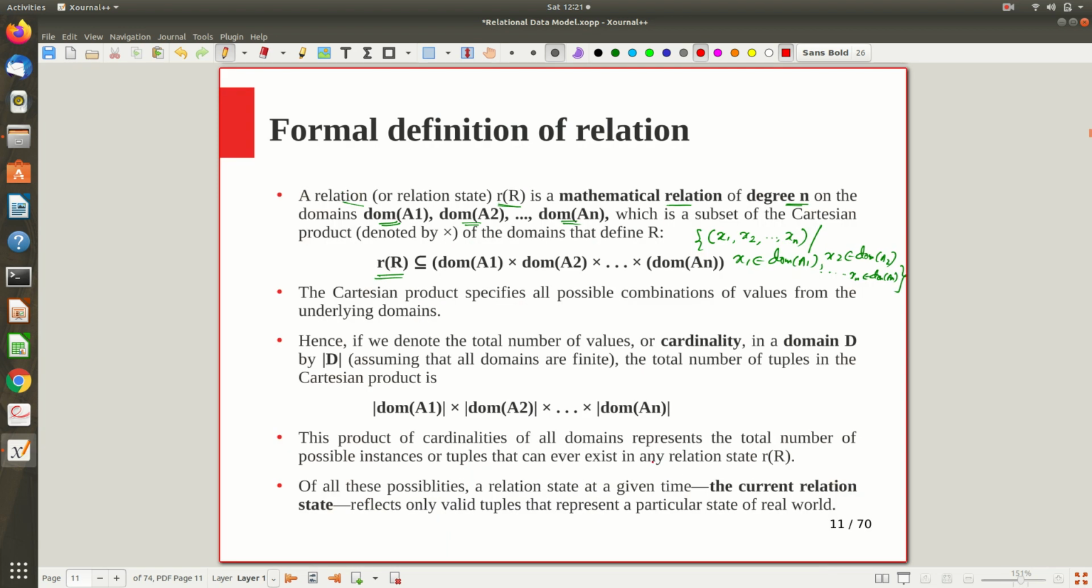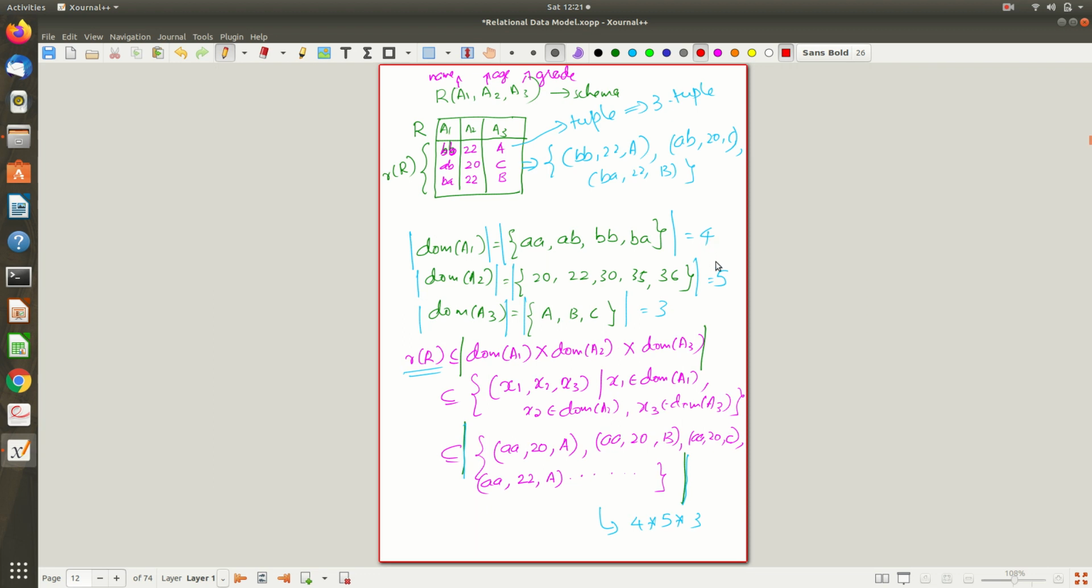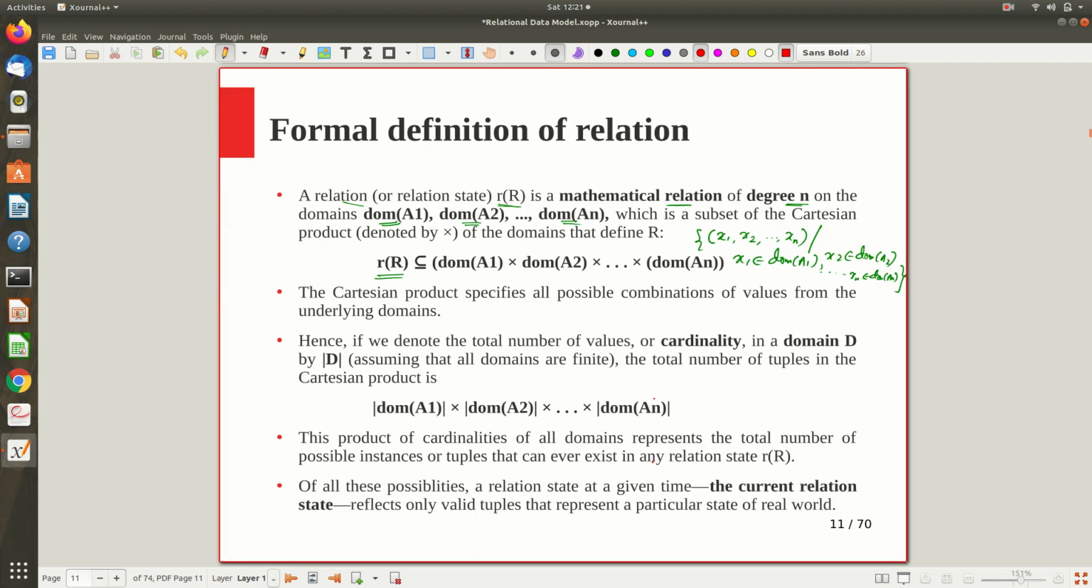So now you can see things in a more formal way. A relation is a subset of the Cartesian product, say domain of A1, etc., domain of An, and the Cartesian product specifies all possible combinations of the values from the underlying domains. Hence, if we denote the total number of values, or the cardinality, of a particular domain by this symbol, you know this, right? The Cartesian product, this whole thing, or the universal relation, will contain all elements, all possible combinations. So it will have a cardinality of domain of A1 times, hope you remember, I took small examples for that, like 4 times 5 times 3. That is what is explained in a general way.